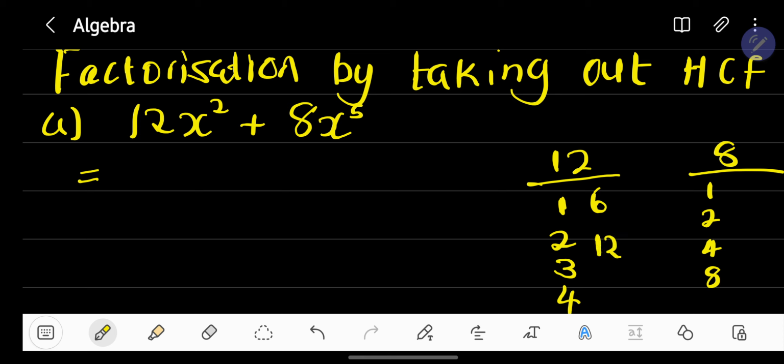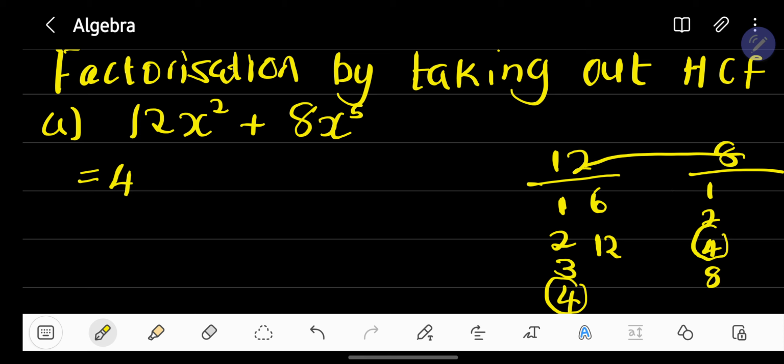So we want the highest one which is common to both of them. 1 and 1 cannot be the highest because 2 and 2 are still there. 3 is not appearing there. 4 and 4, it is the highest one. 6, 12 and 8 are not appearing in both. So the highest common factor for 12 and 8 is 4. Actually there was no need for us to do all this, but I just wanted to remind you how we get this.